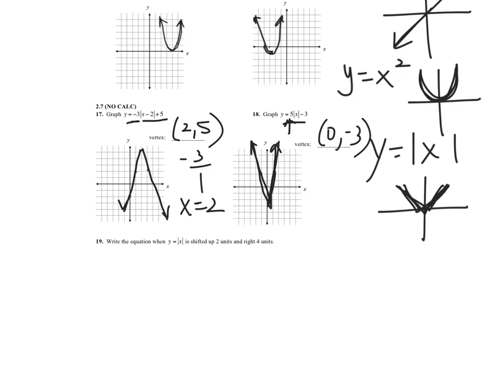Okay, and finally the last one. Write the equation when y equals absolute value of x is shifted up 2 units and right 4. So up 2, right 4. So let's start with right 4. Right 4 is going to be x minus 4. And then up 2 would be plus 2. And that's it. There's no difference in the shape of it or anything like that.